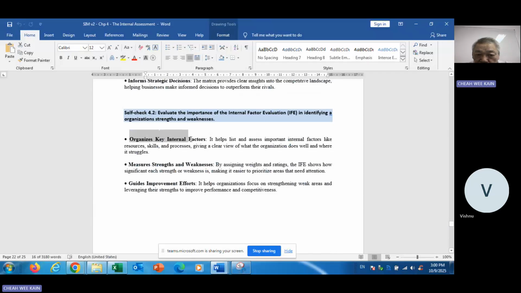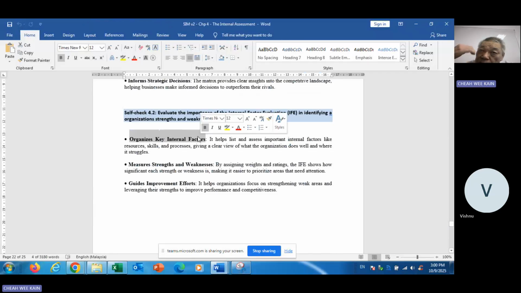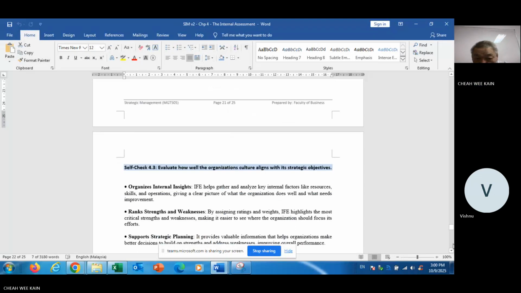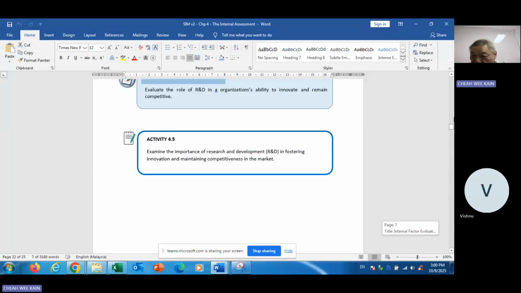How does the IFE tool help you do that? First, it helps you to organize your key internal factors. Whatever internal factors you have, it organizes them for you. Then it measures the strengths and weaknesses by using weights and ratings. It's basically the same method as Chapter 3, using weights and ratings under the CPM. Then it helps to guide improvement efforts, because you're focusing on strengthening weak areas and also leveraging your strengths to improve performance in your strong areas. Okay. So what I want you to do for 4.2.